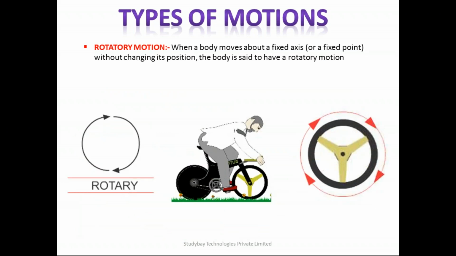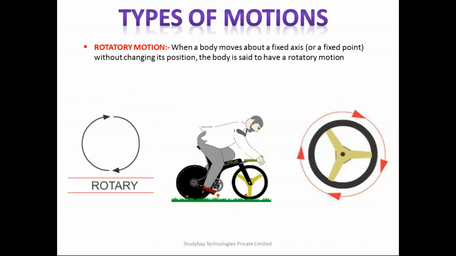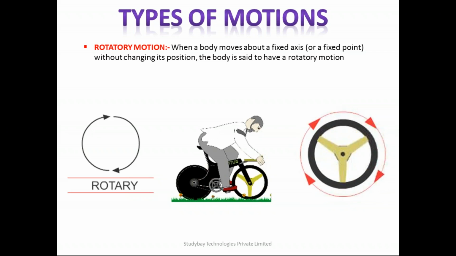Moving ahead, there is something called rotatory motion. When a body moves about a fixed axis or a fixed point without changing its position, the body is said to have a rotatory motion. You can see in this cycle the central part of the wheel. This is the axis, and all the points lying on the tire are moving with the same speed around this particular axis.